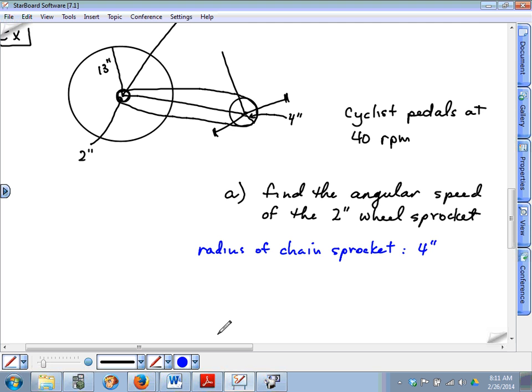I feel like this is a really small one. A 13-inch radius. That's only like a foot. It's a medium-sized button. The radius of the wheel sprocket is 2 inches.